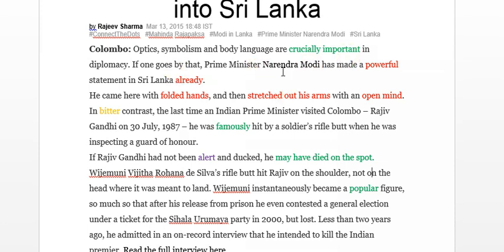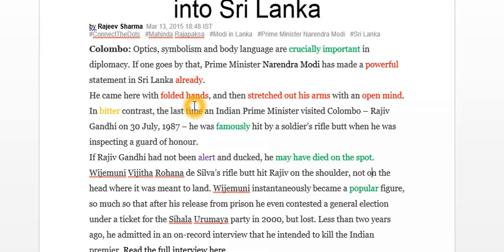"If one goes by that, Prime Minister Modi has made a powerful statement in Sri Lanka already." "Powerful" is clearly praising Modi. "Already" is also praising Modi. It's not clear that it is, but it's an unnecessary term. So you could just say Prime Minister Modi has made a powerful statement in Sri Lanka. That's complete by itself. But when you add "already", it implies he's doing it speedily. So there's actually two praises in the statement that are kind of hidden over there, or not very clear.